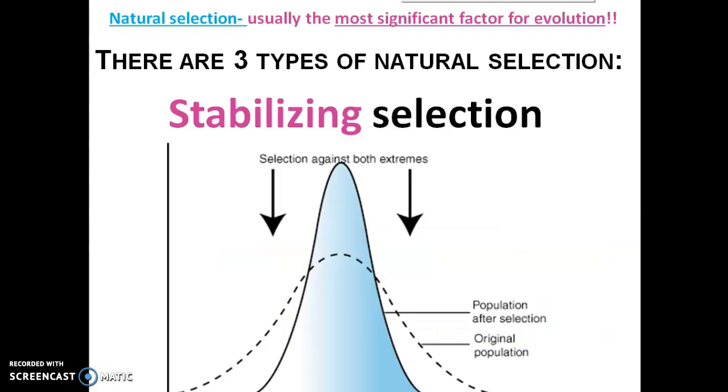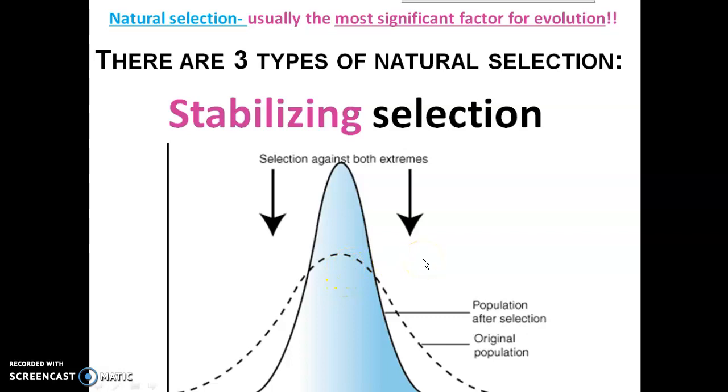There's stabilizing selection, so you can see in this graph, which we drew in your notes, that the stabilizing selection favors the average. So this is why instead of your normal bell curve like we expect to see, the extremes are going to die off, leaving the average to prosper.